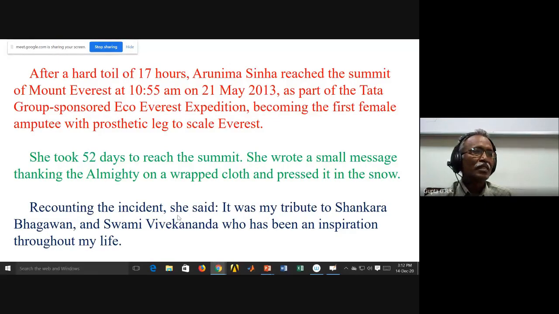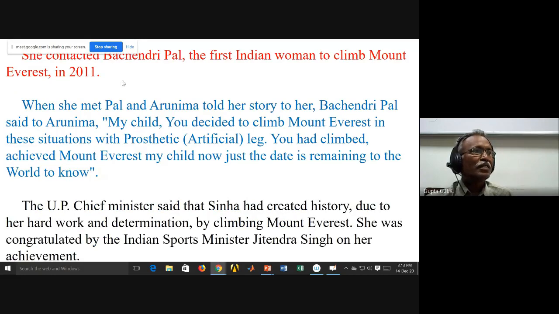Recounting the incident, she said, "It was my tribute to Shankar Bhagavan and Swami Vivekananda, who have been an inspiration throughout my life." She contacted Bachendri Pal, the first Indian woman to climb Mount Everest, in 2011. So she met her, and when Arunima told her story, Bachendri Pal said, "My child, you decided to climb Mount Everest in these situations with a prosthetic leg, and you have achieved Mount Everest, my child. Now just the date is remaining for the world to know."